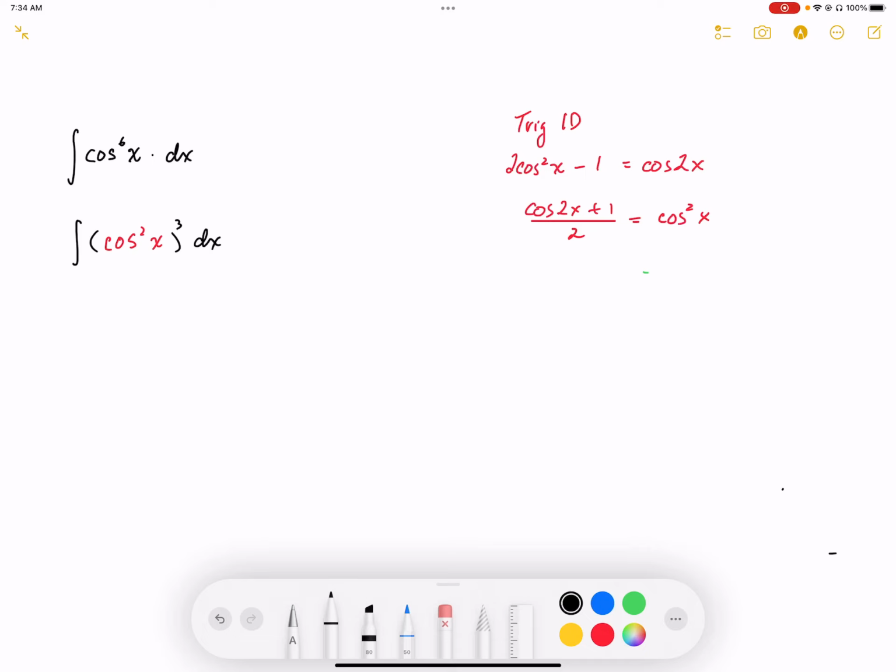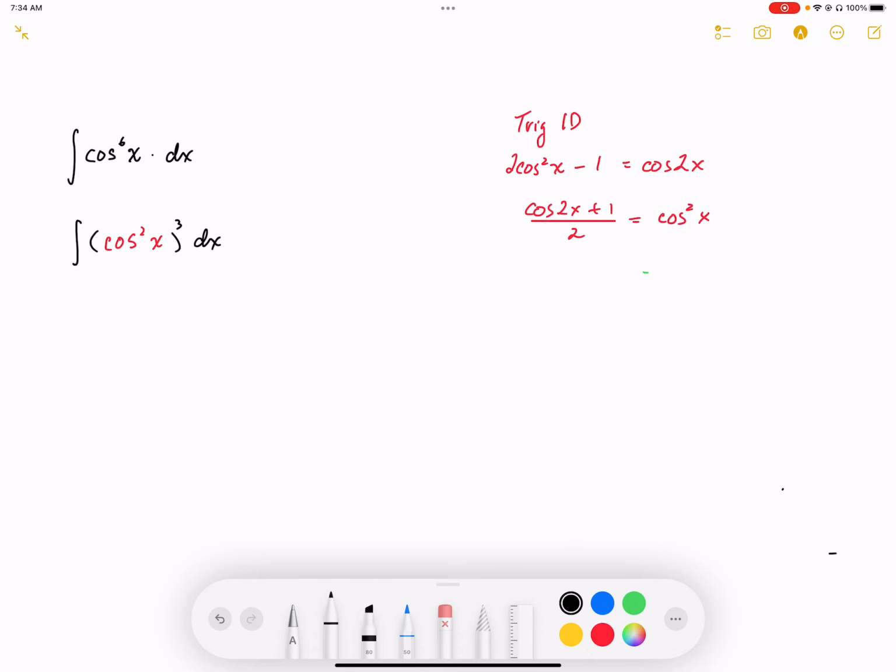To integrate this problem here, we have an issue with this power on the cos. Okay, we cannot integrate cos functions with powers on them. So what we're going to have to do is use some trig identities to be able to get rid of that power.